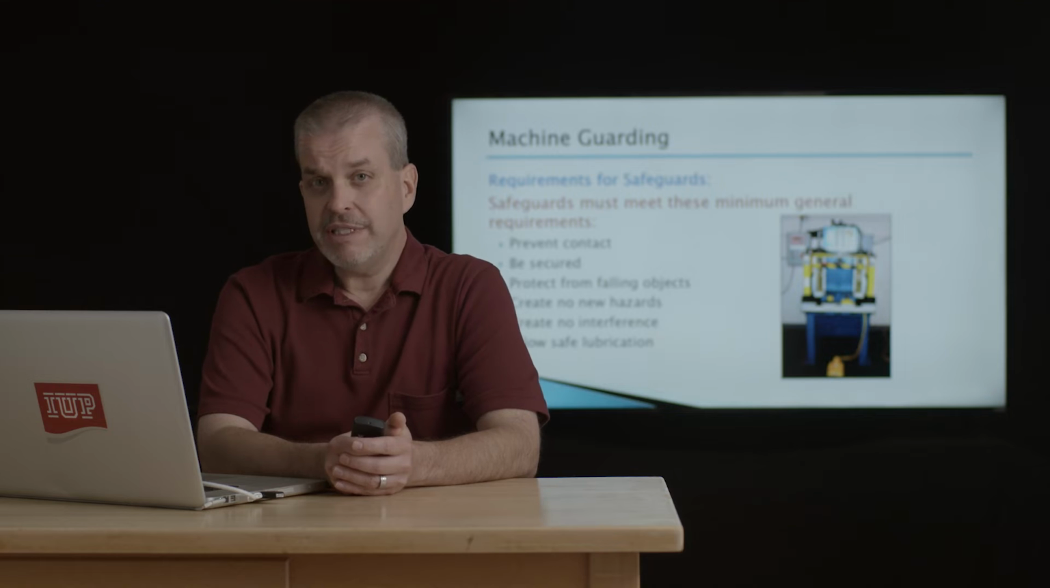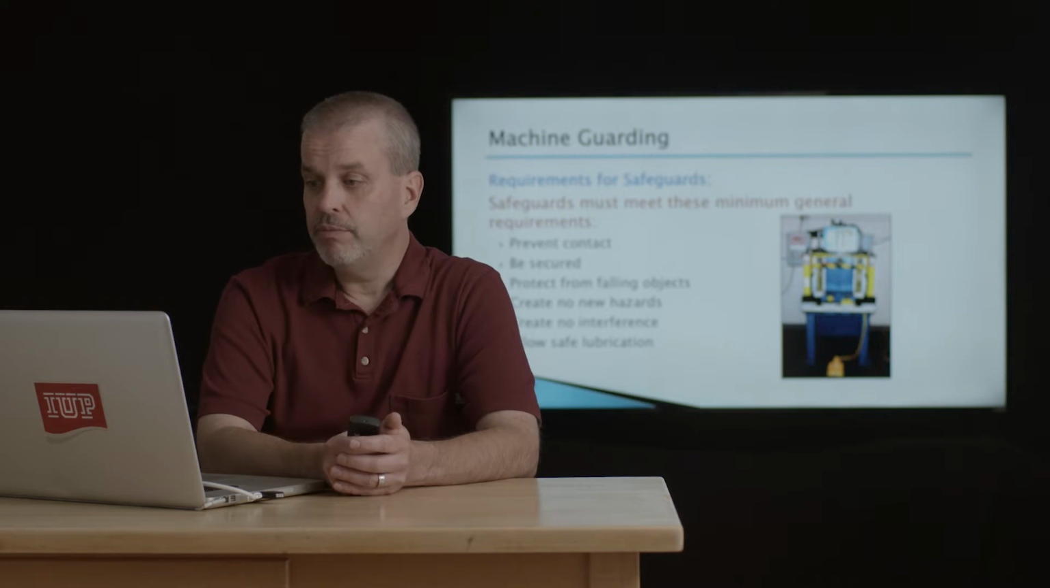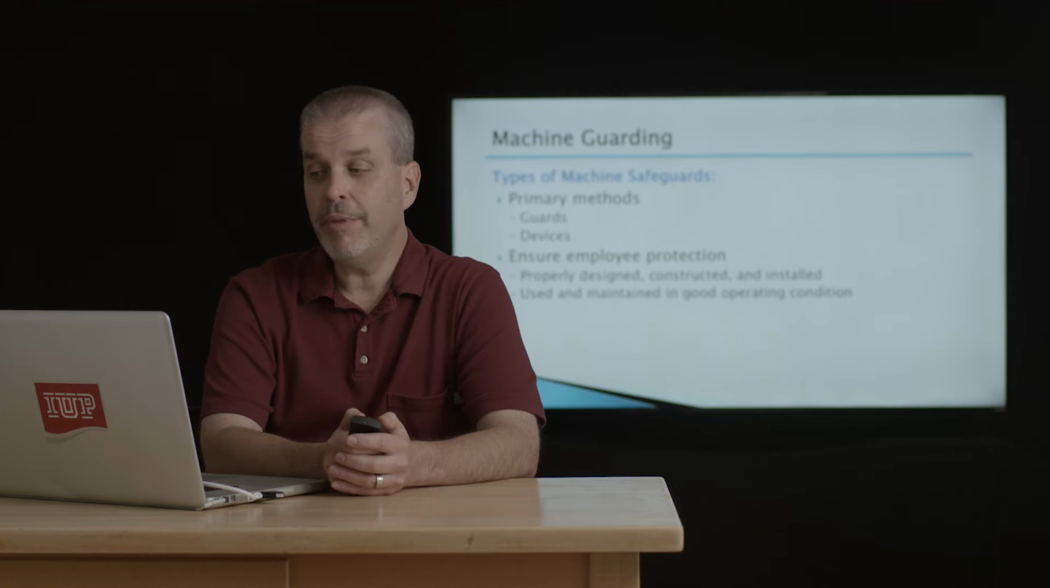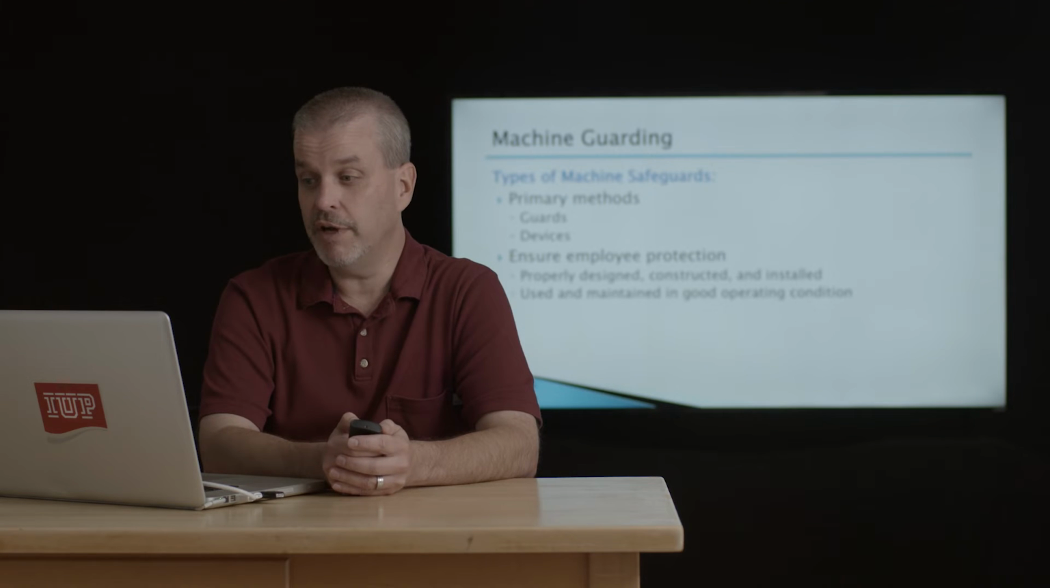What are the requirements and safeguards for operating this equipment? Guards essentially prevent contact with any of the rotating equipment. Guards need to be secured. Guards need to create no new hazards, nor create any interference, and allow for the safe lubrication and maintenance of the equipment. The primary methods to safeguard a machine include guards and devices.